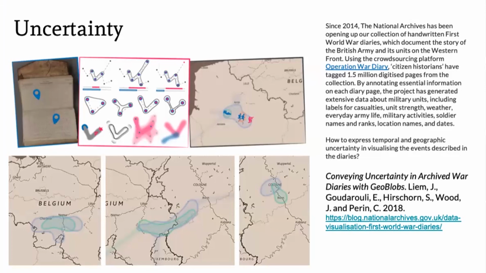This is a project from the National Archives working with a collection of handwritten First World War diaries, which document the story of the British Army and its units on the Western Front. They wanted to create visualizations able to express the temporal and geographic uncertainty in the events described in the diary. So you can see they created these fuzzy, blurred shapes, which suggest areas on the map, but are not completely definite.